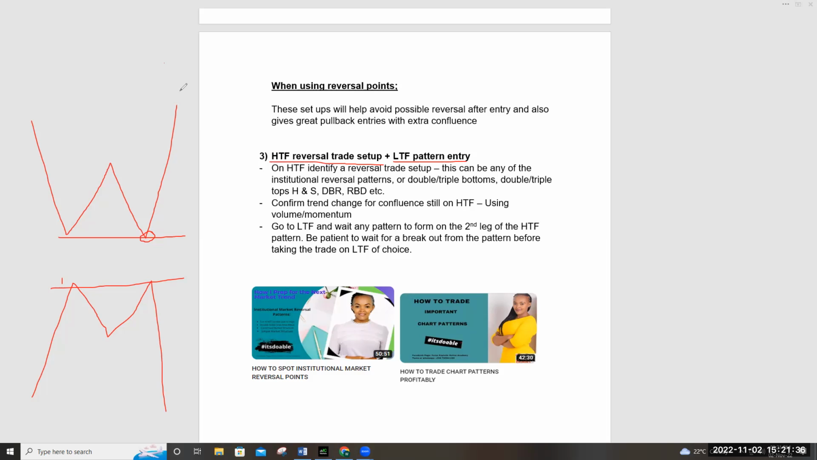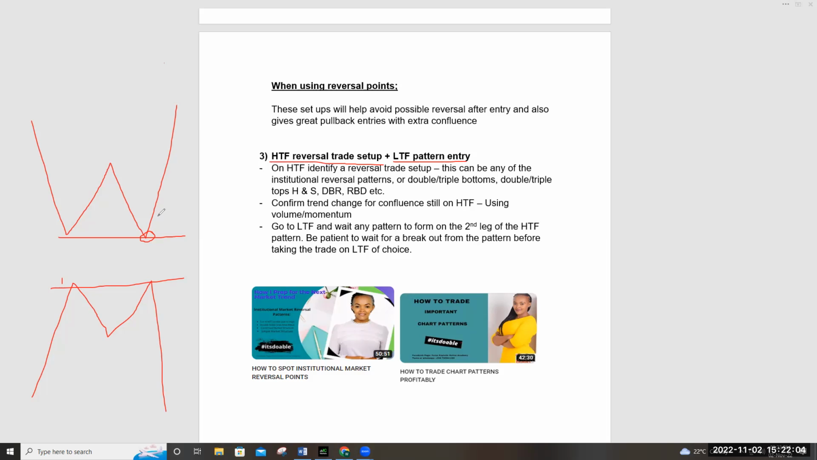So these are the rules or steps to follow when looking for such a trade. Number 1, on higher time frame, identify the reversal trade setup. We have it here. This can be either of the institutional reversal patterns discussed on this video. Number 2, confirm trend change for confluence on the higher time frame. Now, how you confirm trend change is, of course, based on price action around this point.